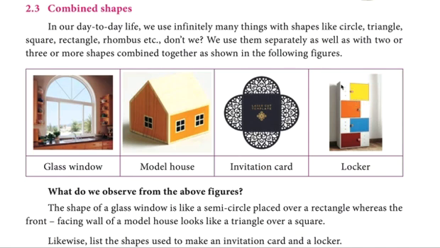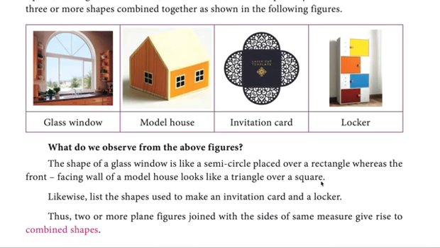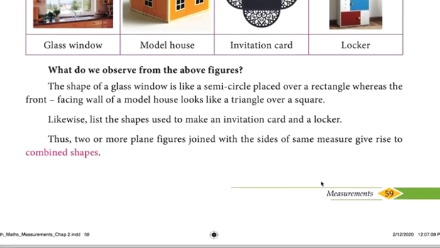This is a rectangle and this is a rectangle. So glass window, model house, invitation card, locker are a few of the examples. You can find many more in your day-to-day life if you observe closely.